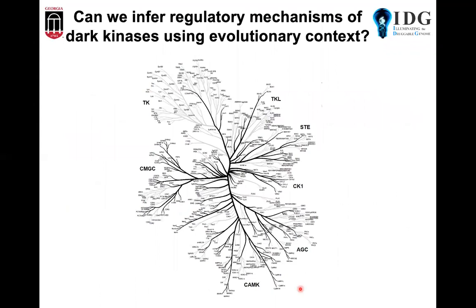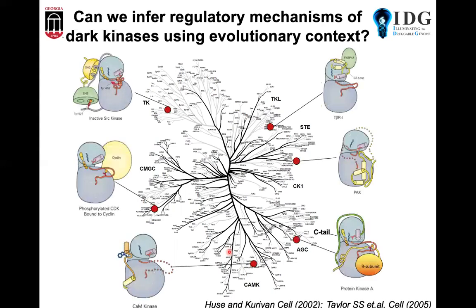This phylogenetic tree of the 524 human kinases really depicts the relationships between dark kinases and light kinases. The dark kinases are in darker colors. And as you can see from this tree, the dark kinases are evolutionarily related to many well-studied or light kinases. So the question is, how can we use the wealth of information on light kinases to predict or hypothesize about their underlying functions?